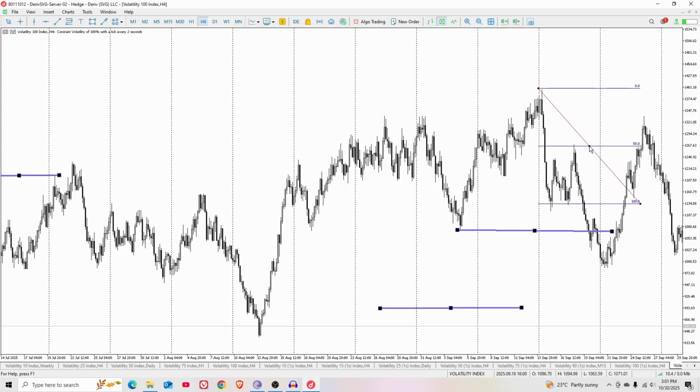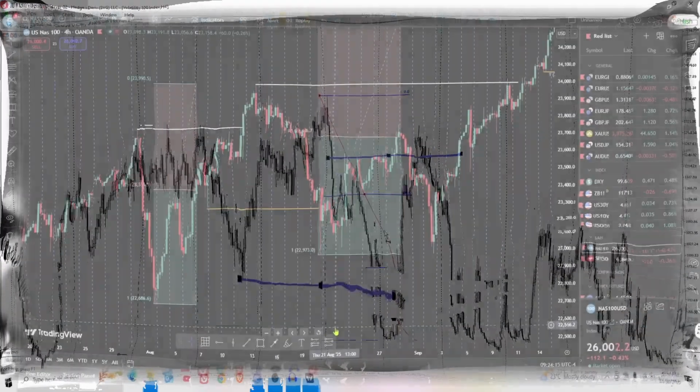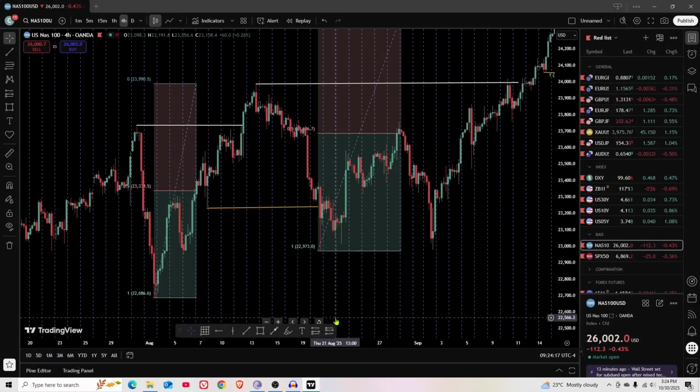From there, with that high as a swing high and this low as a swing low, now we have a dealing range, and then we're looking for the market above 50% with a swing high. Above that swing high, that's where we're looking for our entries to go short. Let us look at one more example.